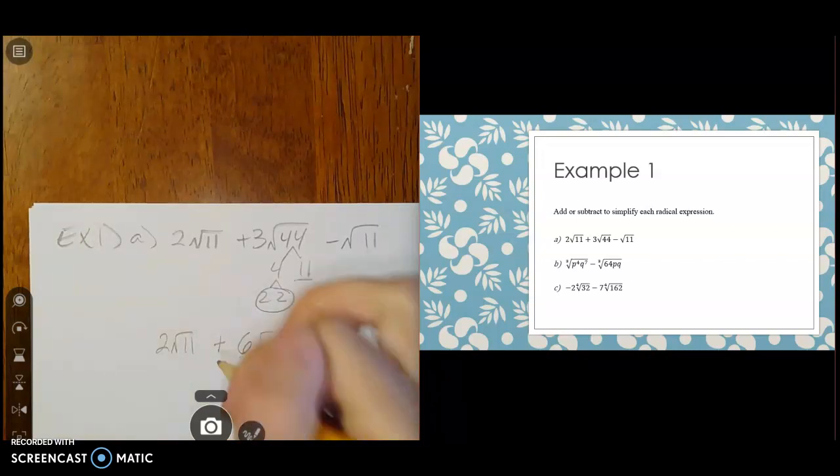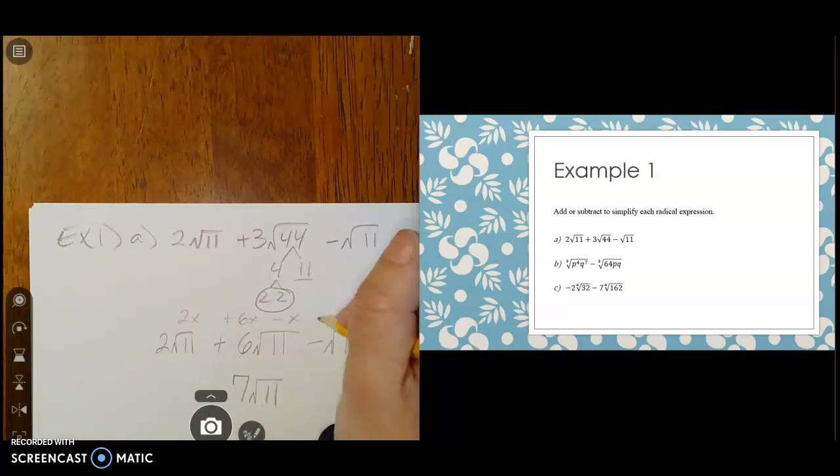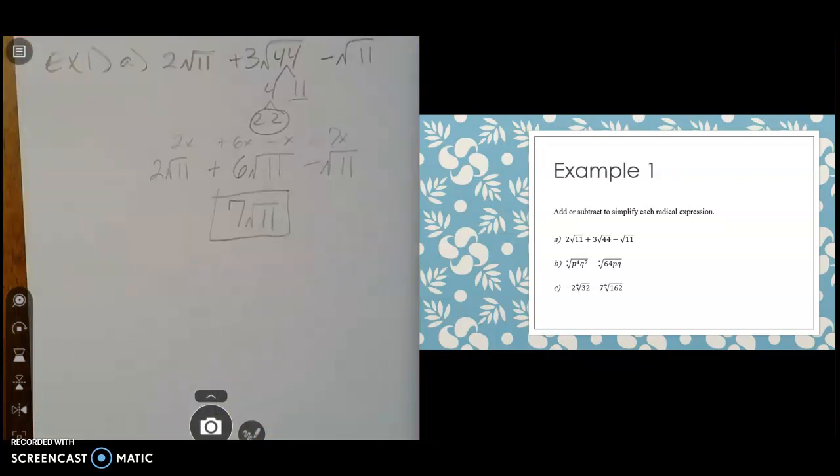This would be just like if you had 2x plus 6x minus 1x would give you 7x. You wouldn't change the x part of it. You would just add or subtract the coefficient, and you do the same thing here. Okay? Let's do another one.